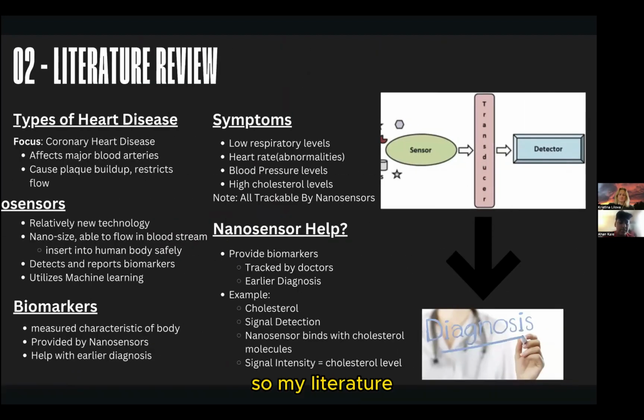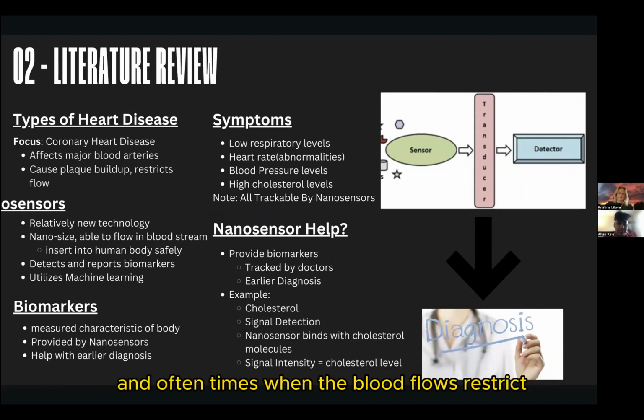So my literature review. For the types of heart disease, while there are many, my main focus is on coronary heart disease, and this heart disease involves the blockage of the major heart or blood arteries by causing the buildup of plaque from high cholesterol deposits that restricts the blood flow. And oftentimes, when the blood flow is restricted to a certain extent, it results in heart attacks and heart failure.